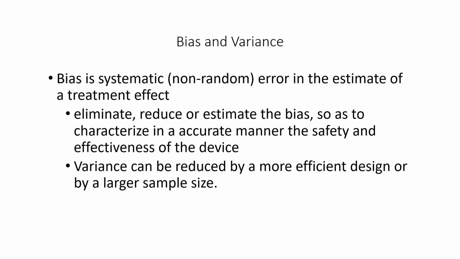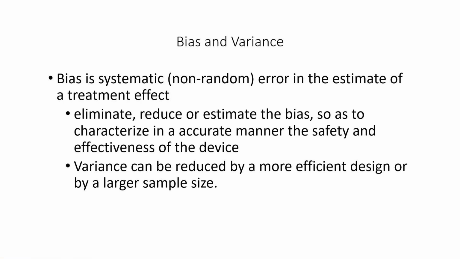Bias and variance is something to be understood statistically, right? So bias is a systematic non-random error in the estimate of a treatment effect. Typically what that means from a philosophical level is, you know beforehand what the results are going to be, or you know this is going to go in this direction. That means you're not doing the study properly, or you're working with preconceived notions. You have to eliminate, reduce, or estimate the bias so as to characterize in an accurate manner the safety and effectiveness of a device, tissue construct, or a biomaterial, right? So bias has to be clearly laid out.